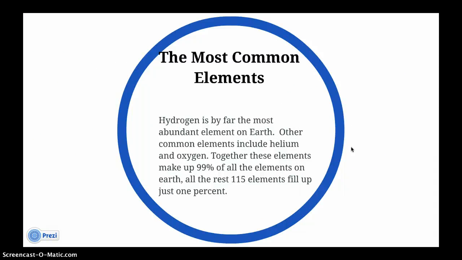Hydrogen is by far the most abundant element on Earth. It makes up 75% of all the elements. The other two common elements would be helium and oxygen. Together, these elements make up 99% of all the elements on Earth. The other 115 fill up just 1%.